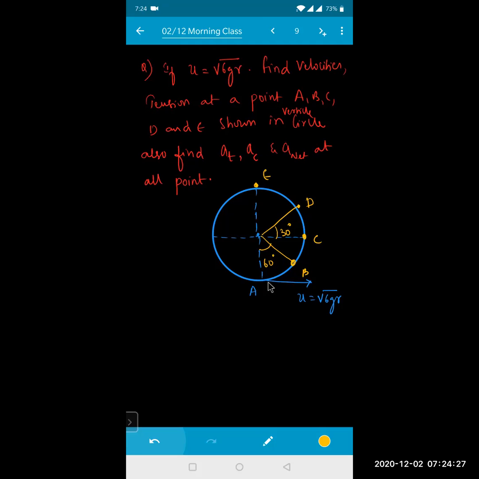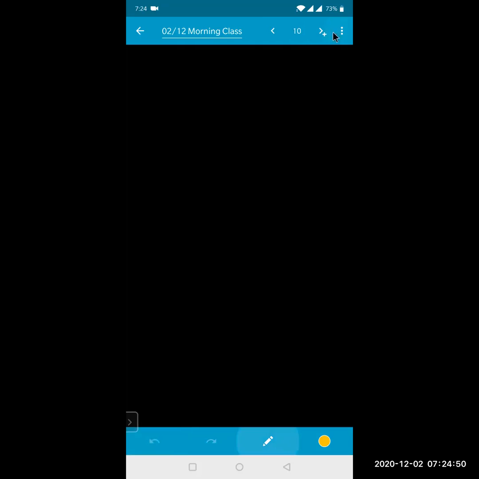So initial velocity is given, how much? Under root of 6g into r. That means at A theta is how much? 0. At B theta is how much? 60. At C theta is how much? 90. At D theta is how much? 120. At E the theta is how much? 180 degrees.